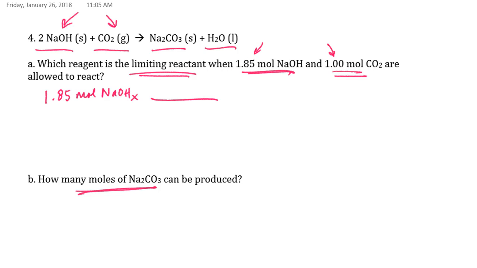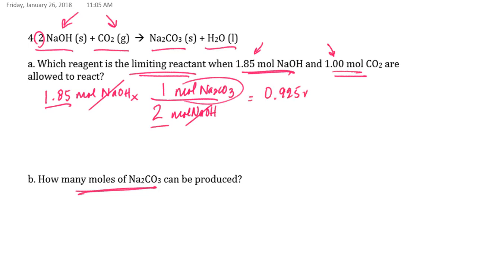If you recall back to the beginning of the chapter when we were talking about mole-mole problems, I want to convert my moles of sodium hydroxide to moles of sodium carbonate. Now, I'm going to look to the balanced chemical equation to find my coefficients. I have 2 moles of sodium hydroxide for every 1 mole of sodium carbonate. If I cancel my units, I'm already in moles of sodium carbonate like I want. So I'm going to take 1.85 and divide that by 2, and I end up with 0.925 moles of sodium carbonate.